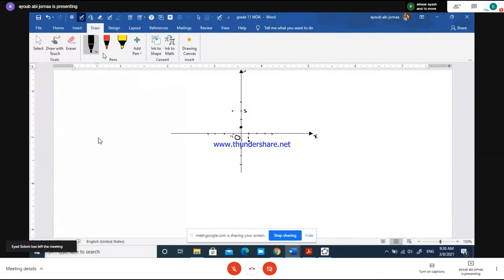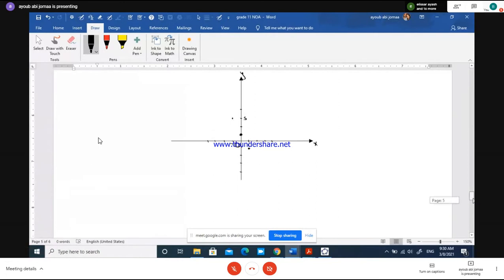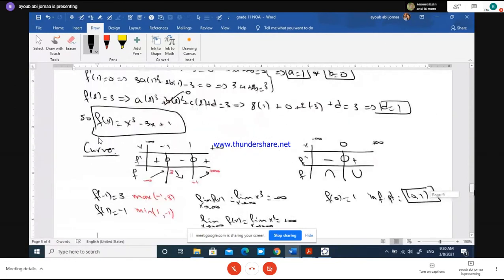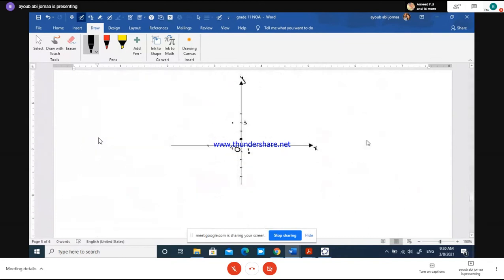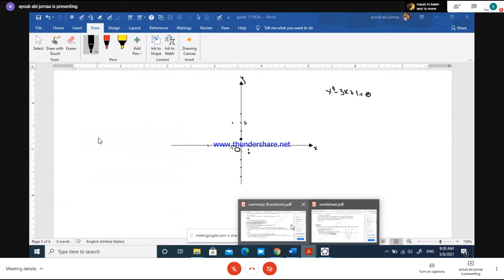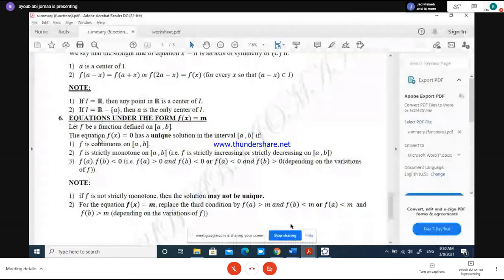If I ask you to find the x-intercept of the function x power 3 minus 3x plus 1, the x-intercept is at the point where y equals 0, so you are going to write x power 3 minus 3x plus 1 equal to 0. You don't know how to solve it. We will teach you how to solve the equation f of x equal to 0 to approximate the solution.